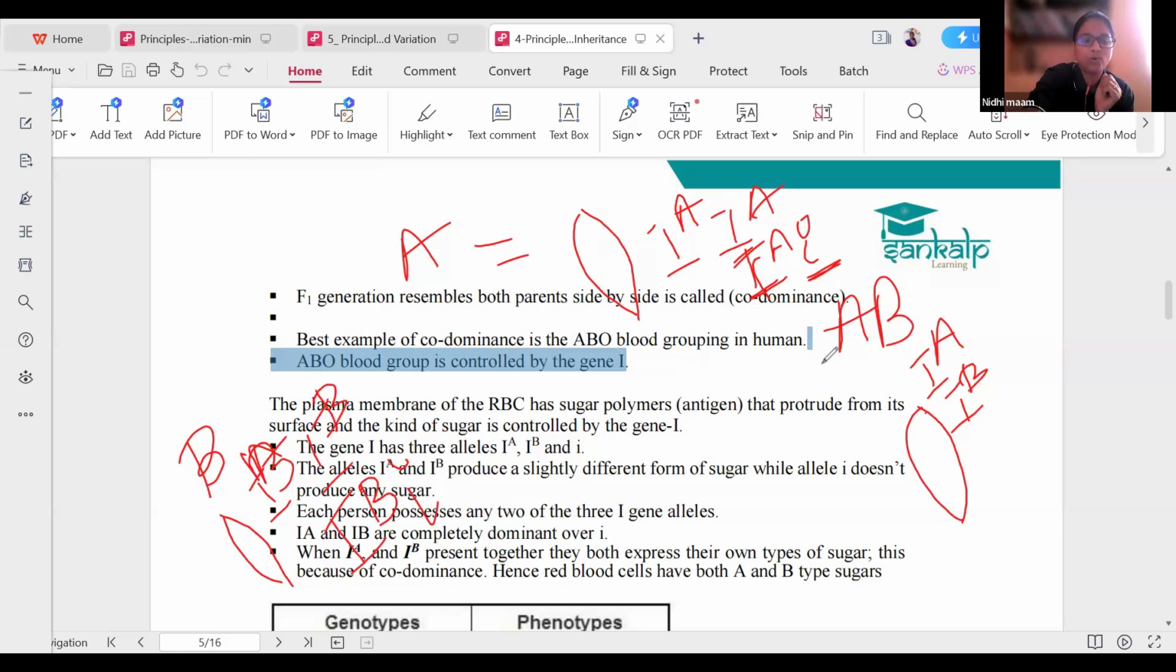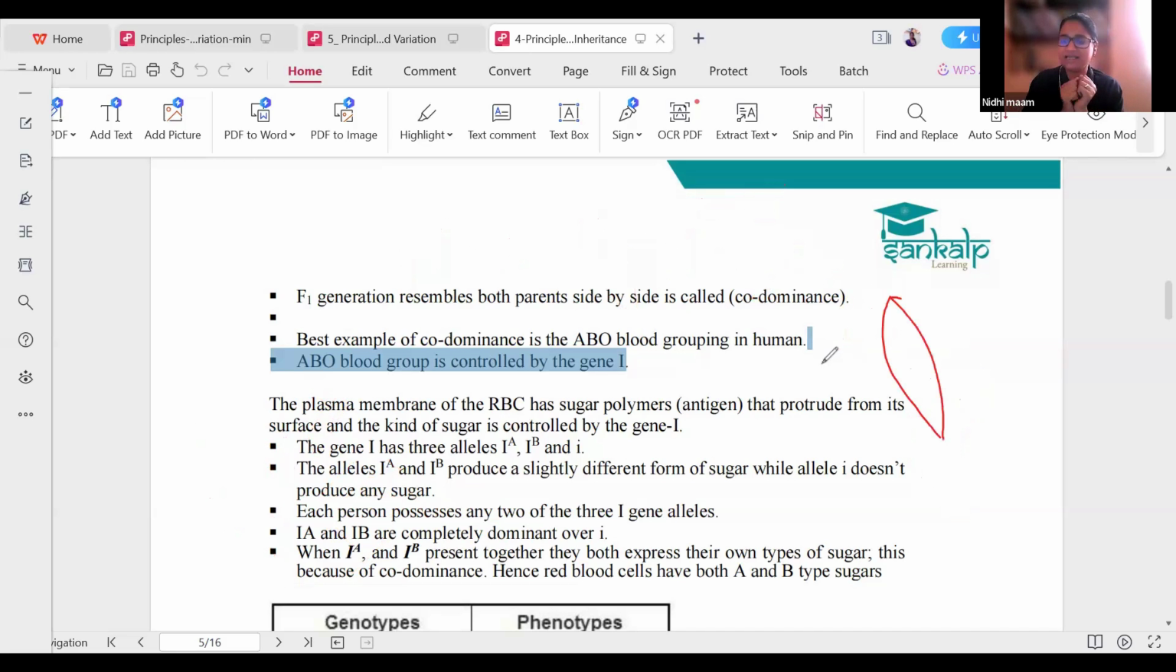Someone said O. Who said O? Who said O blood group? Ma'am, Pavitra S. Okay, Pavitra S. So the RBC plasma membrane of hers will be having small letter i, two recessive alleles. So that time the blood group will be O blood group.